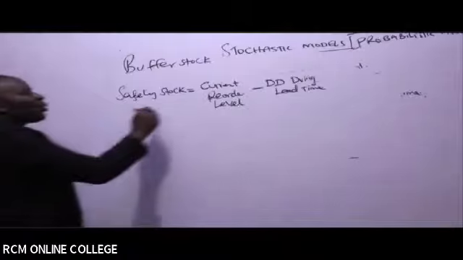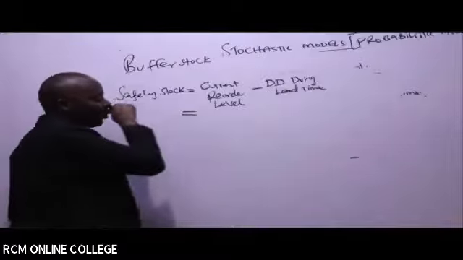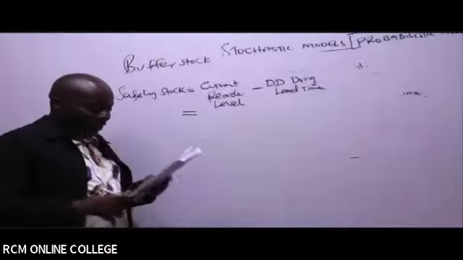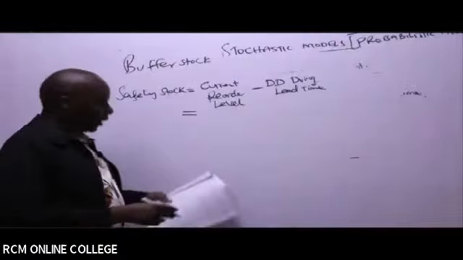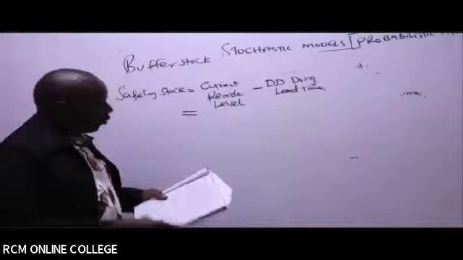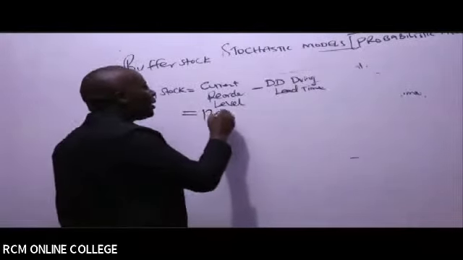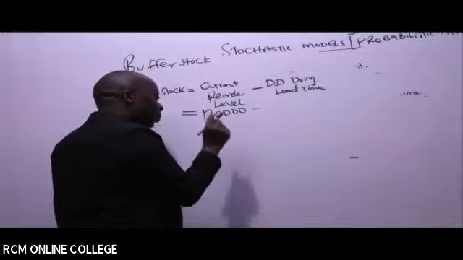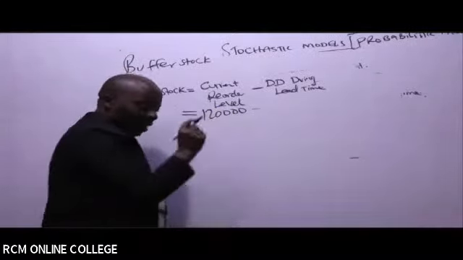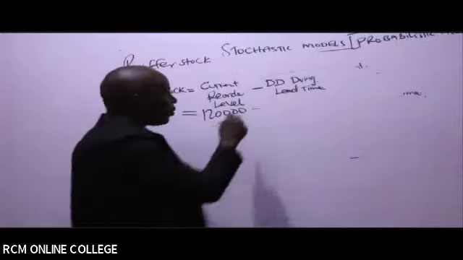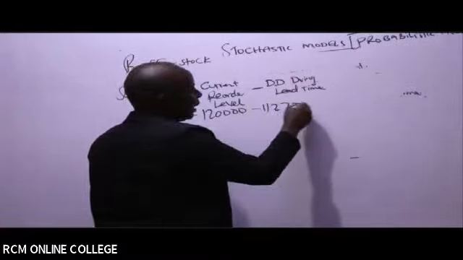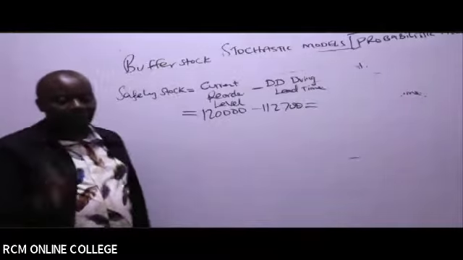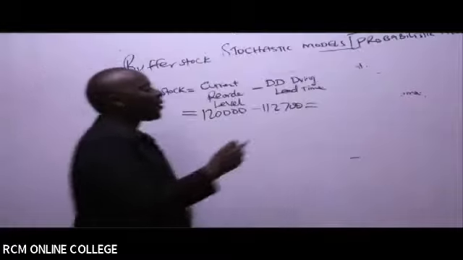So is there somebody who is able to give me the current reorder level? Anybody who is able to see this current reorder level? 120,000, given in note number 4. And then remember, during our lead time, we are expecting some consumption. How many units are we expecting to be consumed? 112,700. So the excess will be the buffer. The excess will be the safety stock, 7,300.